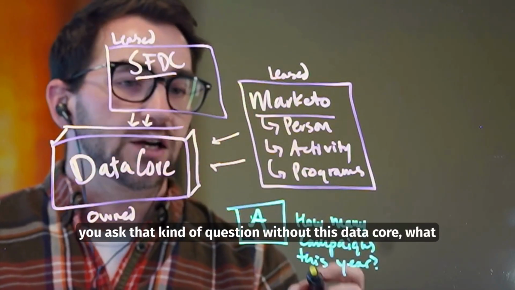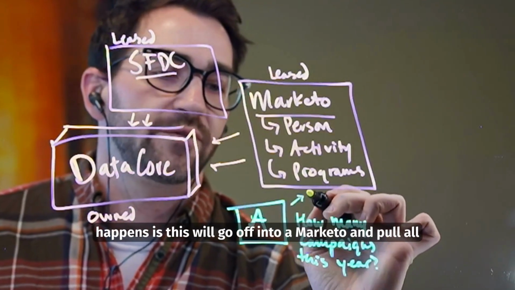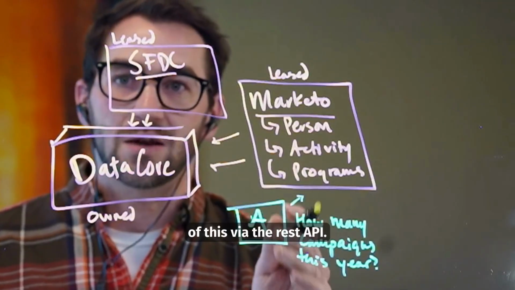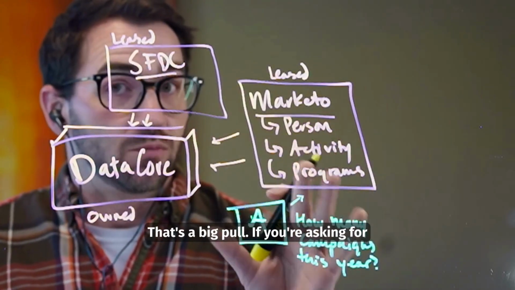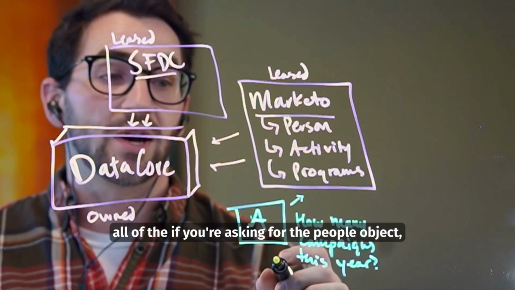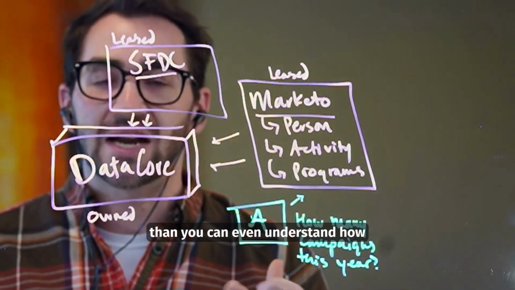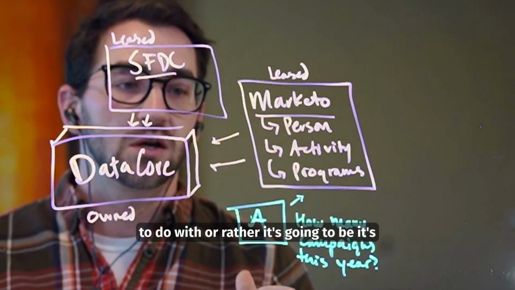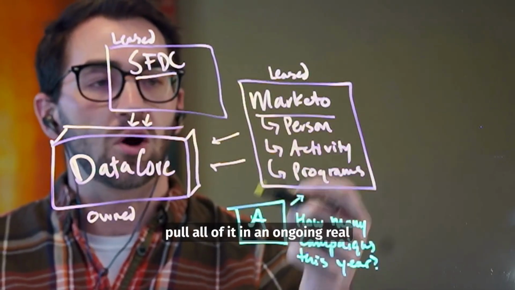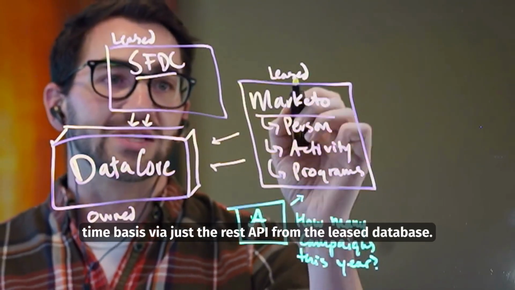If you ask that kind of question without this data core, this will go off into Marketo and pull all of this via the REST API. That's a big pull. If you're asking for the people object, anything like that, you're going to get more data than you can even deal with. The problem is that you will not be able to consistently pull all of it on an ongoing, real-time basis via just the REST API from the leased database.